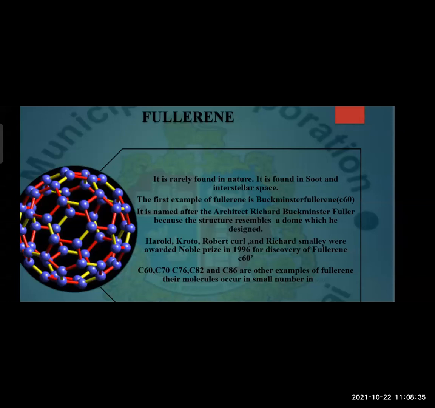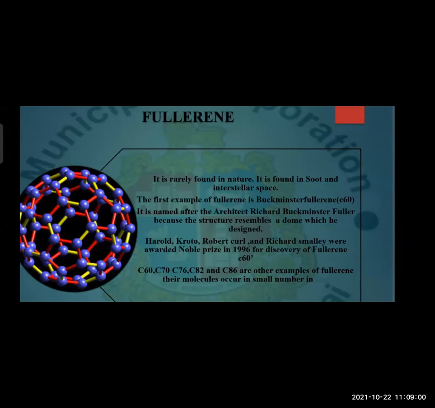which is found in the atmosphere, which is released into the air after the burning of different kinds of materials. And interstellar spaces means the space between the stars. Interstellar space.